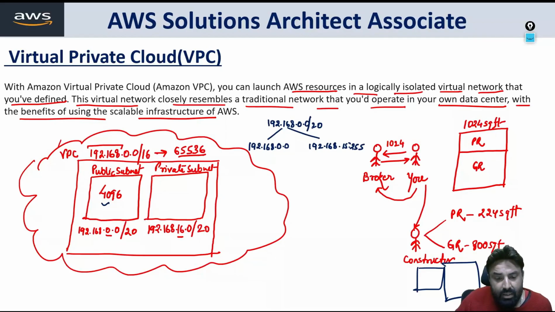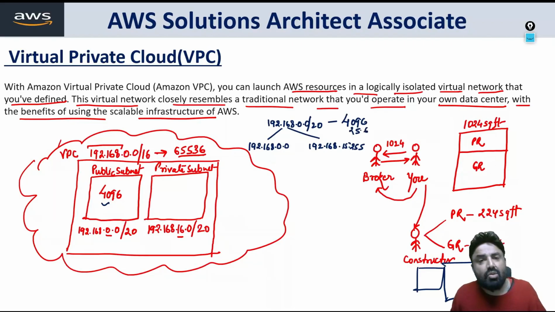So my dear friend, slash 20 means what? How many IPs can I create? 4096 IPs. So how will it vary? This number will vary from 0, 1, 2, 3, 4, 5, 6, 7, 8. It will go till 255, and after 255 it will again become 0, and this will become 1. So after completing 0 to 255, how many IPs are consumed? 256 IPs. 4096 minus 256 IPs are consumed. So let me open my calculator. 4096 minus 256 is 3840 IPs still left.